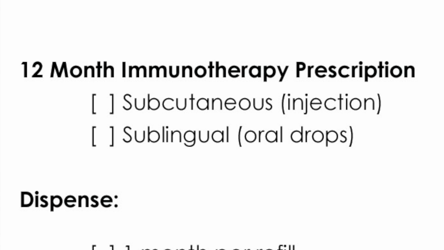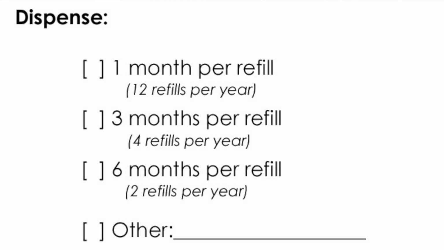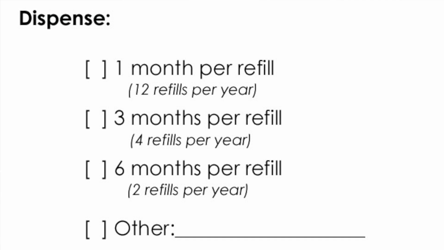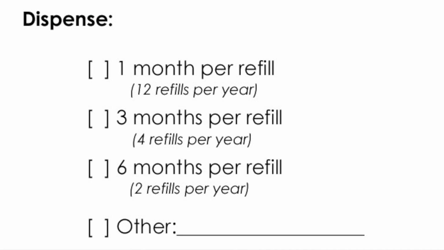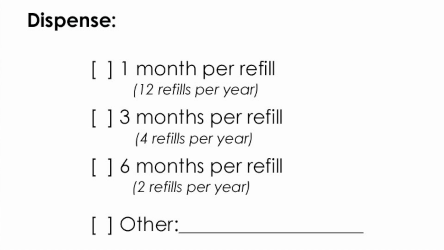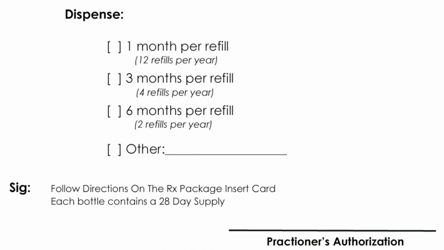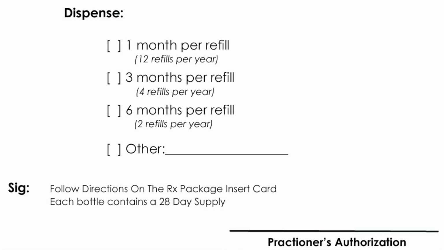The second portion of this is the amount to be dispensed. In some cases, since the prescription is valid for 12 months, you may only want to dispense 1 month, 3 months, or 6 months. The last and most important part of the prescription is the physician's signature. Without the signature, the prescription is invalid.